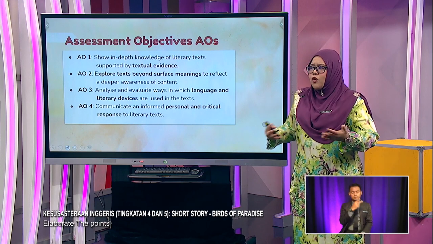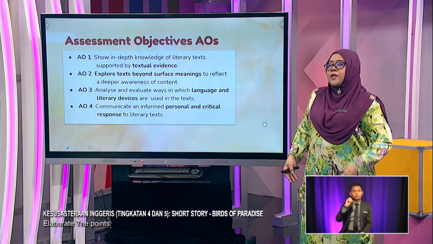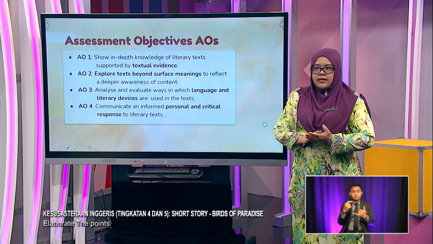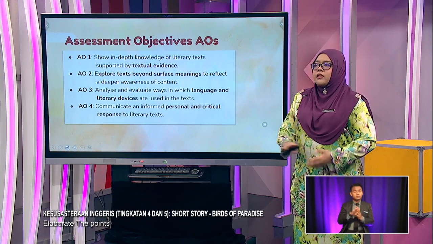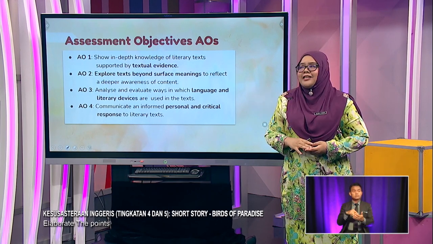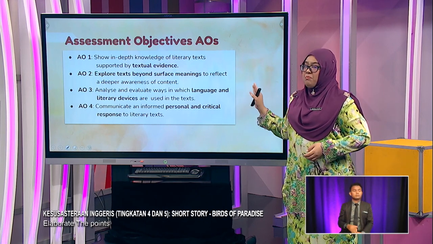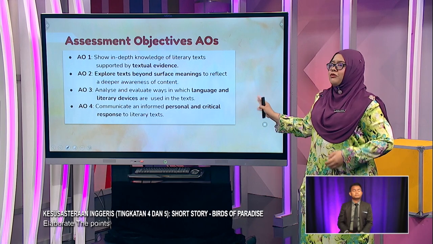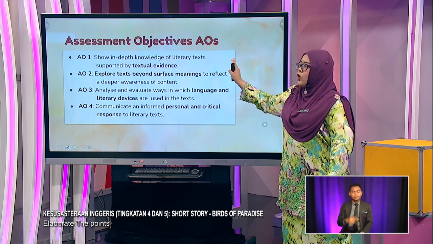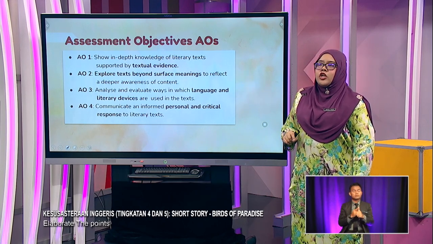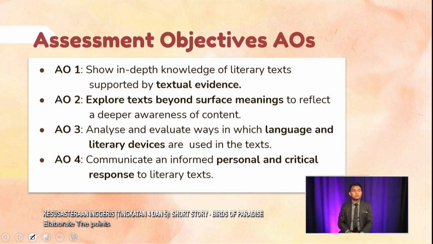So we were talking about AOs. So what exactly is AOs? Now, to all the candidates out there, please remember, this is pretty much your lifeline in your answering. You need to understand all the AOs, and if you want to memorize, please do so. The first one is AO1, show in-depth knowledge of literary text supported by textual evidence. So your answer must have textual evidence. Number two, explore text beyond surface meaning to reflect a deeper awareness of content.